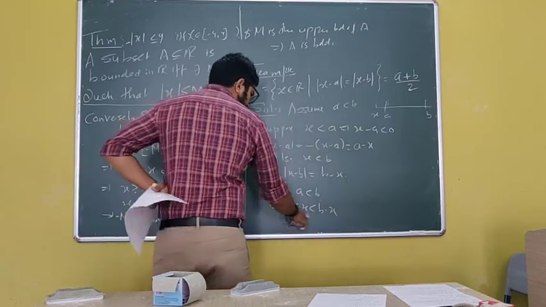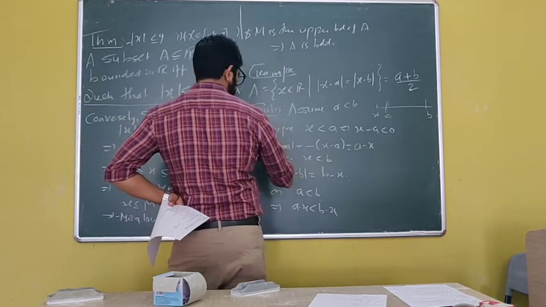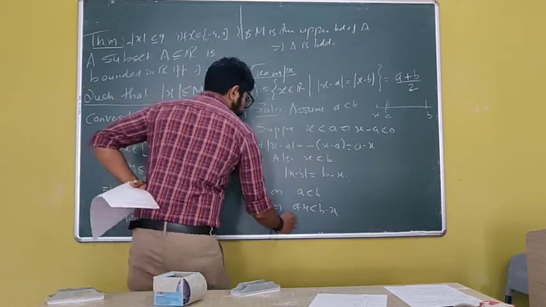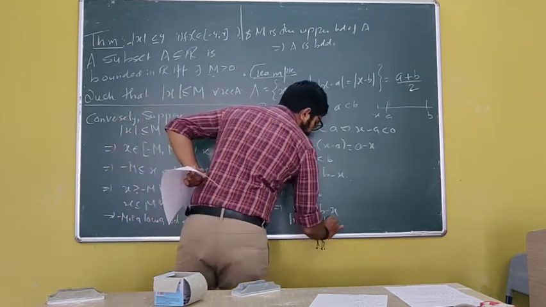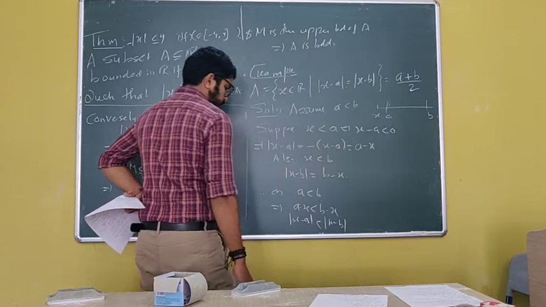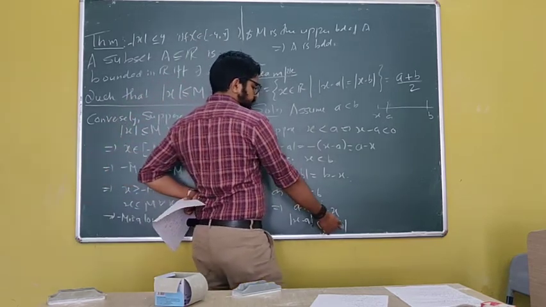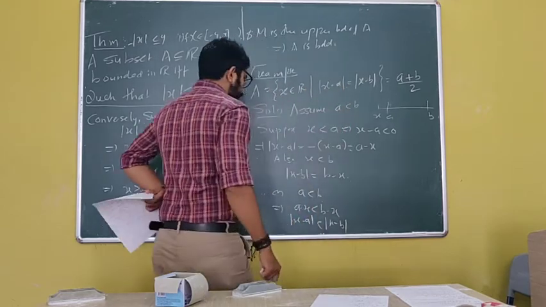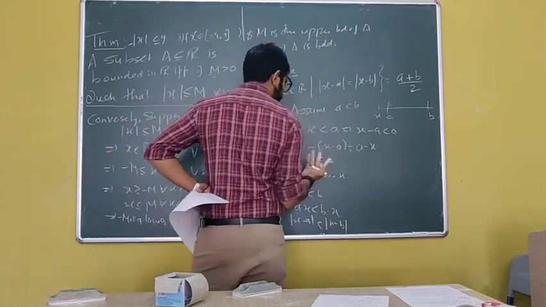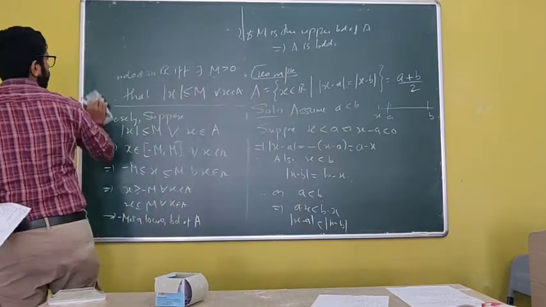But what is a minus x? A minus x is nothing but the modulus of x minus a. And what is b minus x? The modulus of x minus b. So what do I get? The modulus of x minus a is less than the modulus of x minus b. But the points in this set are all points such that these two are equal. So if I take x less than a, x does not belong to this set.